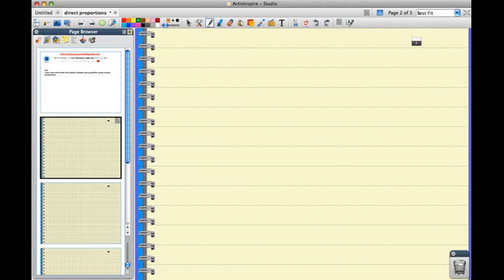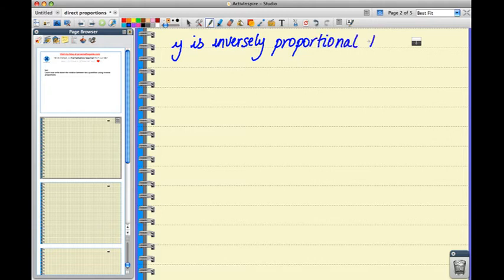So let's say we had y is inversely proportional to x, and we know that y is equal to 3 and x is equal to 12. This is a typical question that you get for your GCSE. Now I'm not going to say to you that it's going to come up, but I've seen it quite often. So how do I write this relationship?